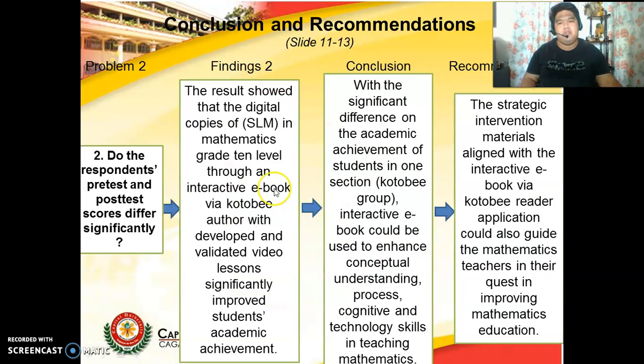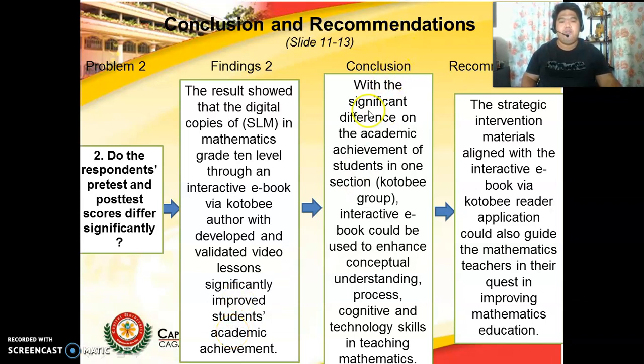Now, for problem 2, do the respondents' pre-test and post-test scores differ significantly? The results show that the digital copy of the SLM in mathematics grade 10 through an interactive ebook by Co2B author, with developed and validated video lessons, significantly improved students' academic achievement.